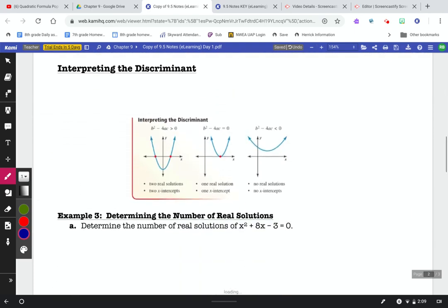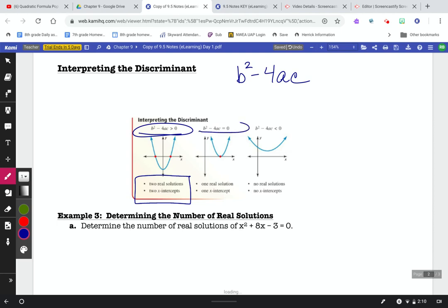Interpreting the discriminant. So your discriminant, remember I said, was just b squared minus 4ac, the radicand, the part under the radical. And if you calculate your discriminant and it is greater than 0, you have two real solutions or two x-intercepts. The reason why you put the word real in there, when you get to Algebra 2, you're going to learn about imaginary numbers. So it's possible you might not have real solutions, but you can have imaginary solutions, okay?